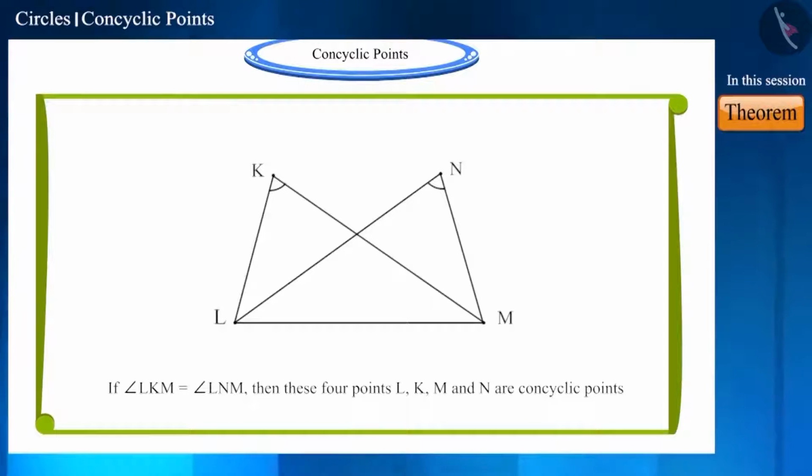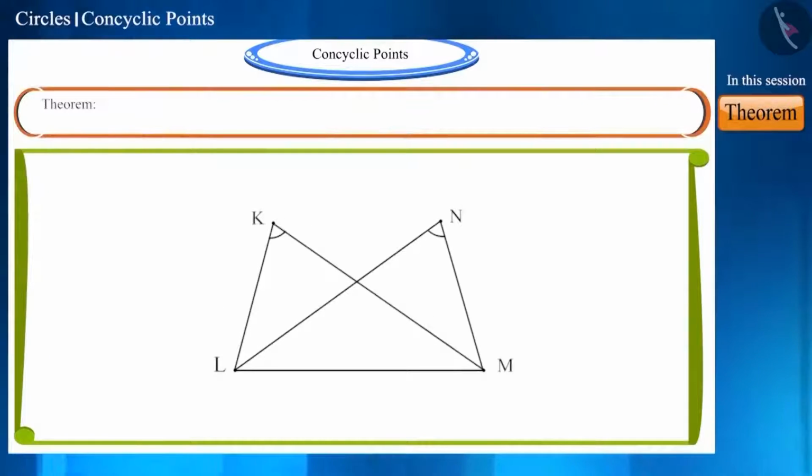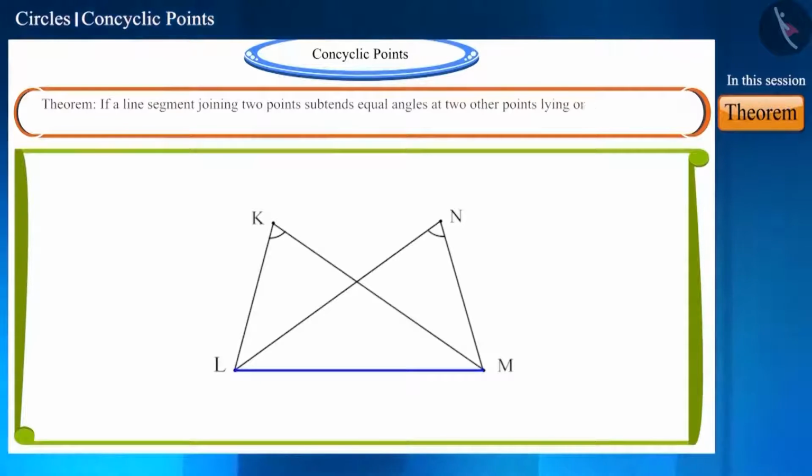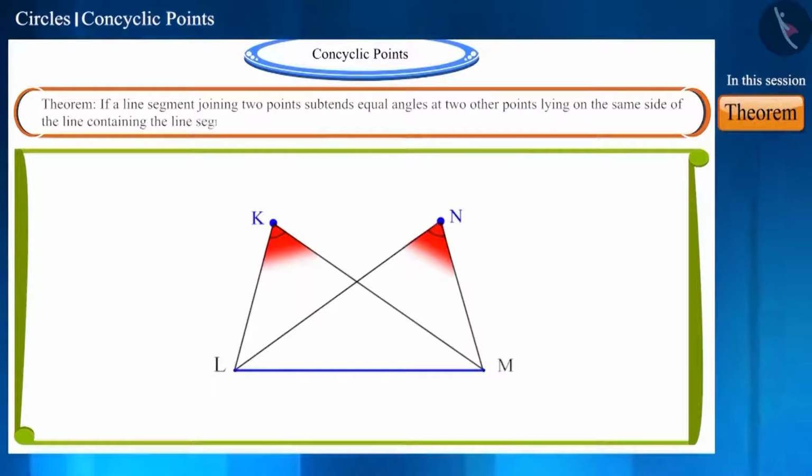Friends, this is according to a theorem, and its statement is somewhat like this. If a line segment joining 2 points subtends equal angles at 2 other points lying on the same side of the line containing the line segment, then the 4 points lie on a circle. That is, they are concyclic.